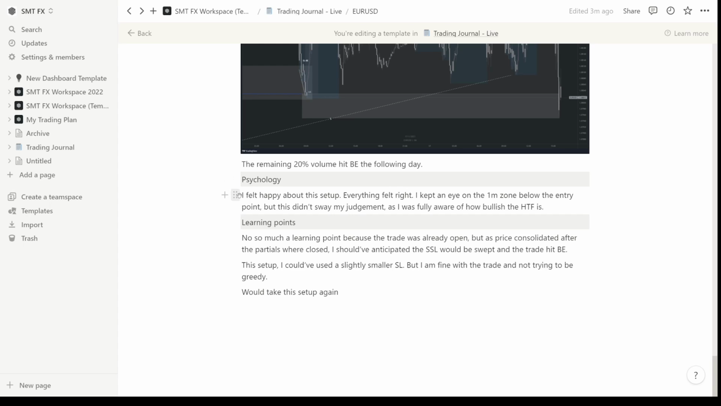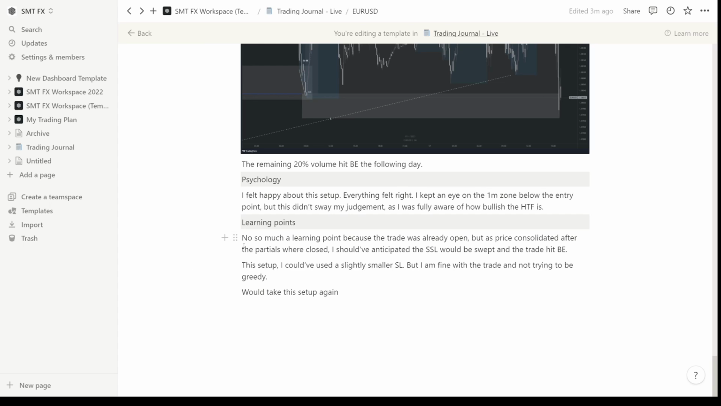So in the psychology, you can see here, I felt happy about this setup. Everything felt right. I kept an eye on the 1 minute zone below the entry point, but this didn't sway my judgment as I was fully aware of how bullish the higher time frame is. So if you remember from the forecast for this trade and the outlook and everything, we could see that EURUSD was very, very bullish, and I was just looking to capitalize on that higher time frame trend.